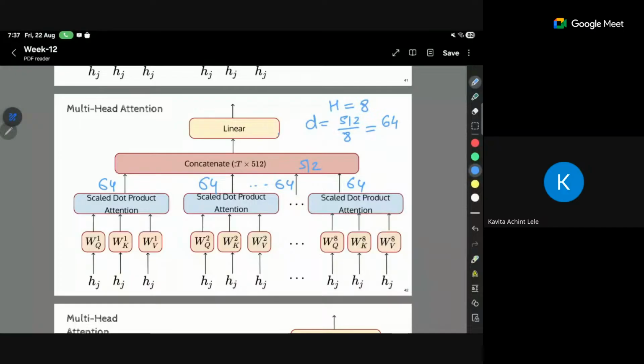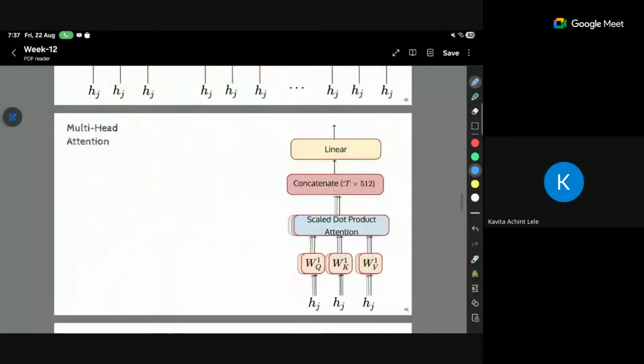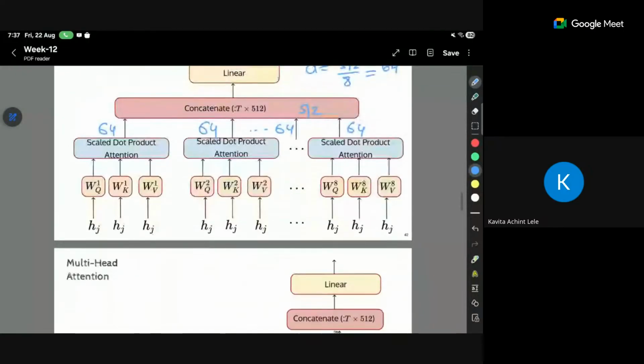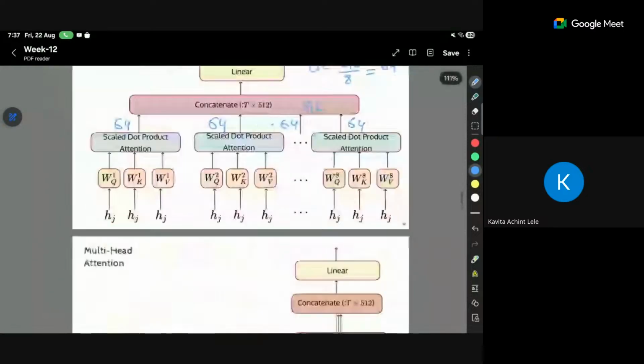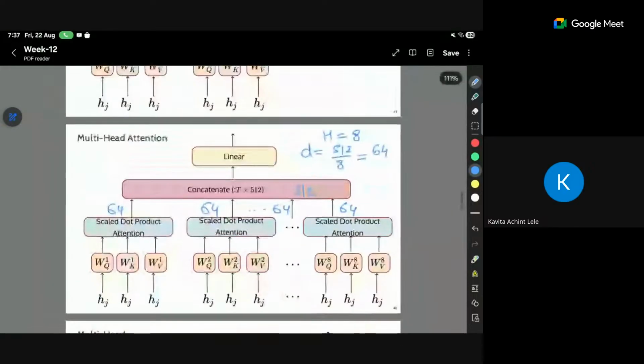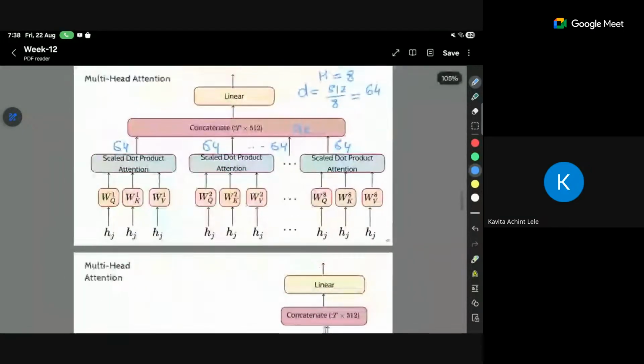So that's how I'll do the concatenation, and of course I'll do one more linear projection over that, just to learn something new, right? So that's how the multi-head attention works. Whatever multiplication we did here, same thing we have to do. Just that you have to control the sizes so that your multiplication doesn't blow up. That was the idea they used in multi-headed self-attention.